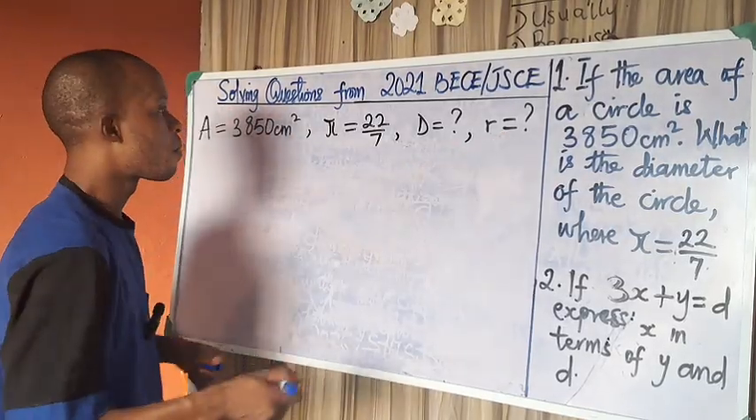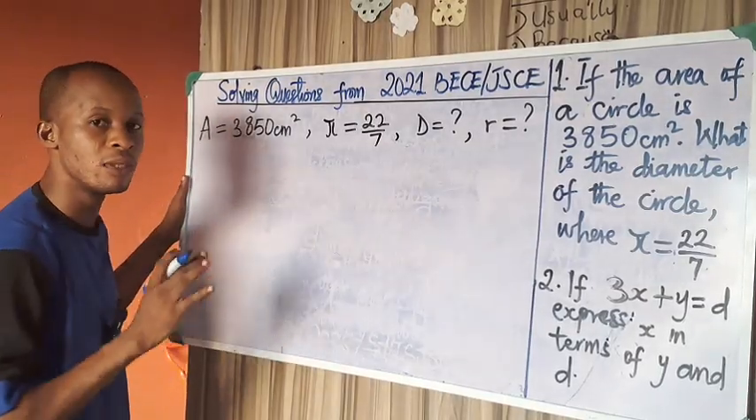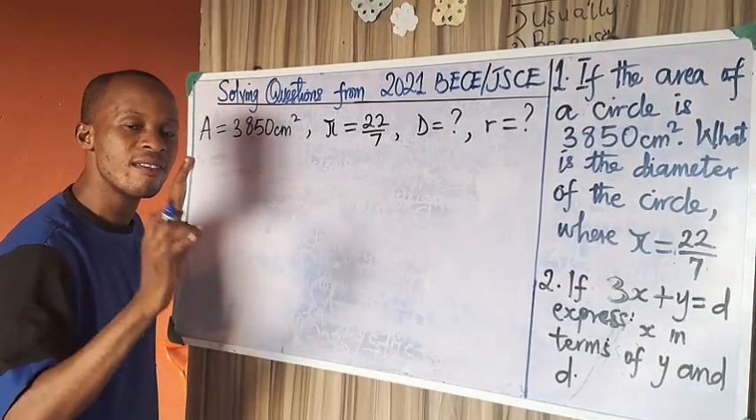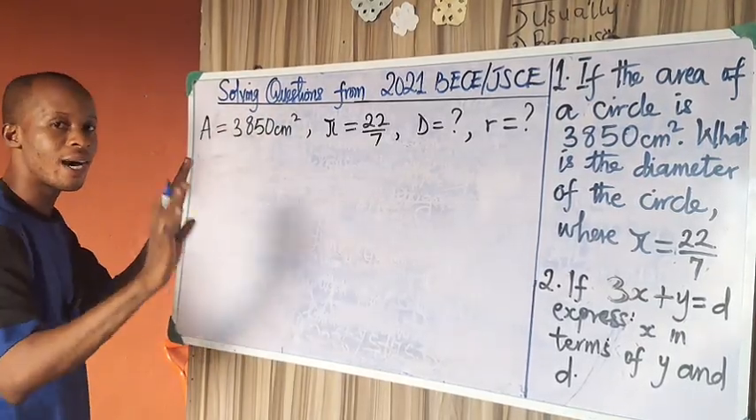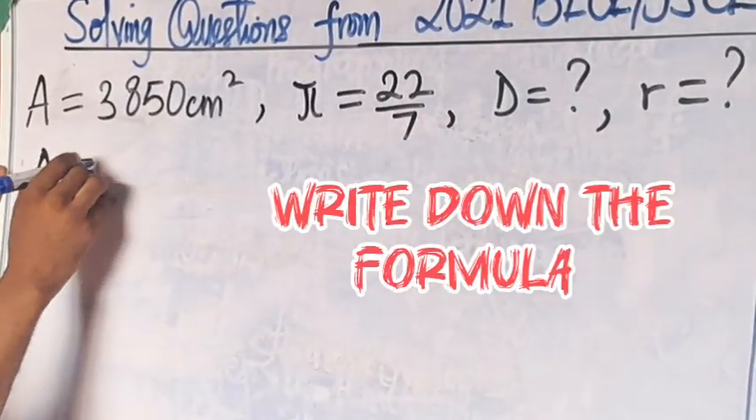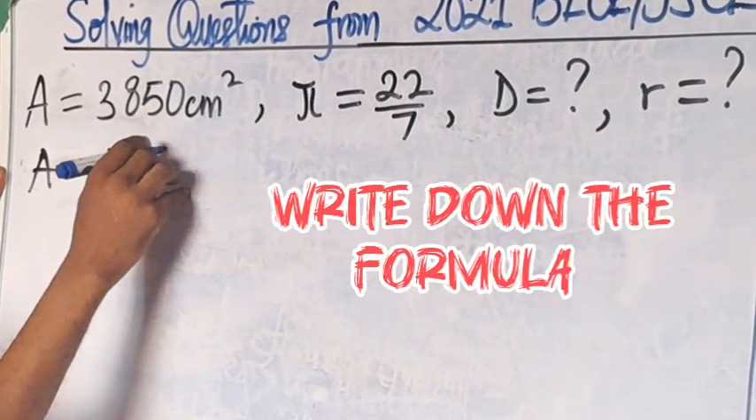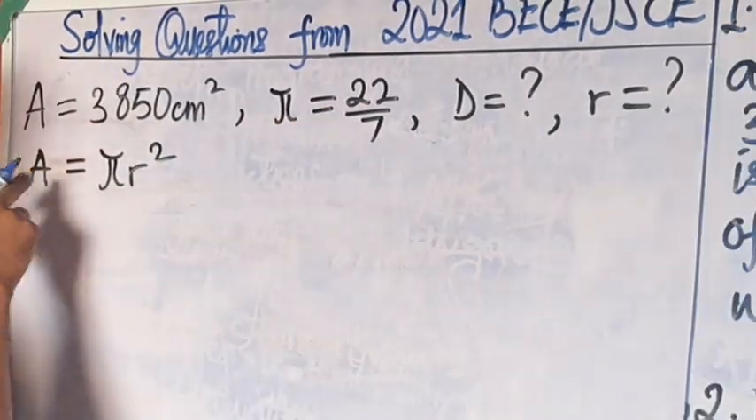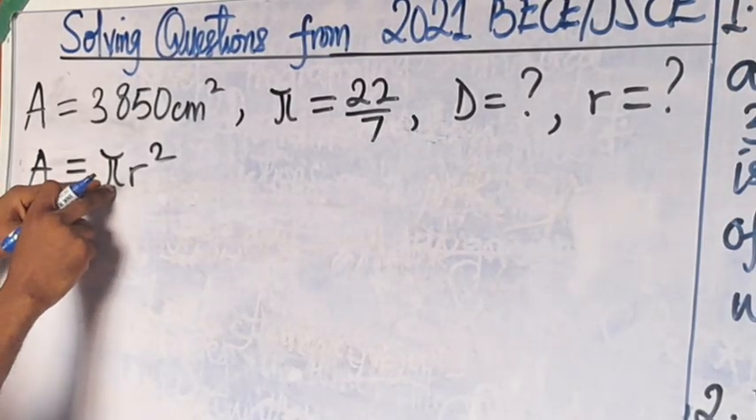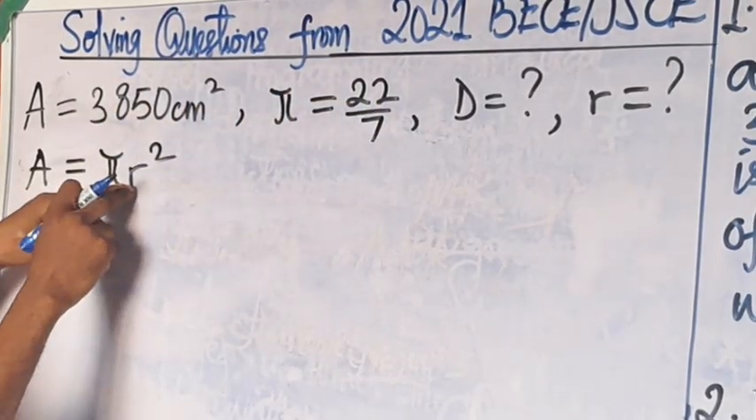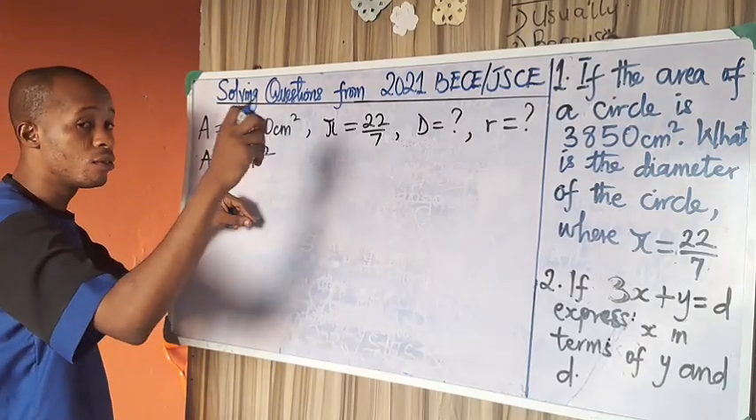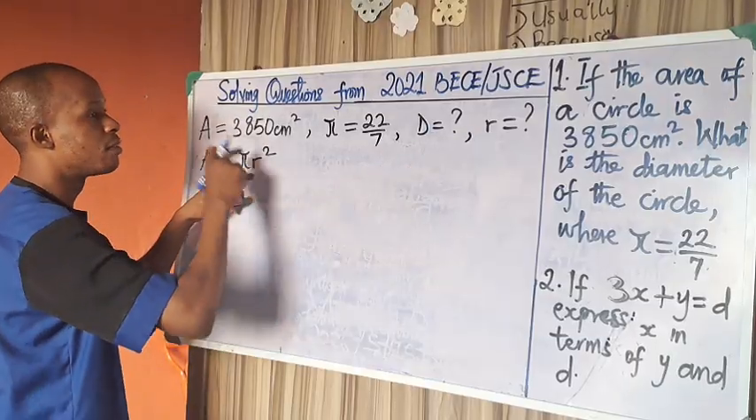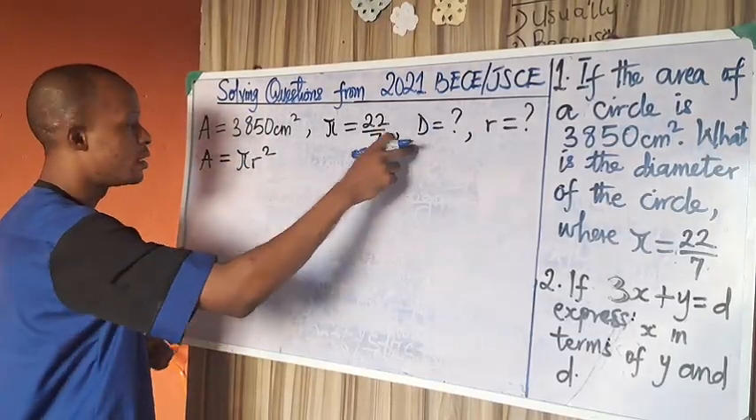So what next? We are going to write down the formula for the area of a circle. The formula for the area of a circle is simply pi r squared. So area equals pi r squared. This is the area of the circle. And looking at this formula, we have the area, we have the pi from the given values, and we don't have the radius and we don't have the diameter, even though diameter is not part of the formula. But when we locate our radius, we can proceed to looking for the diameter.